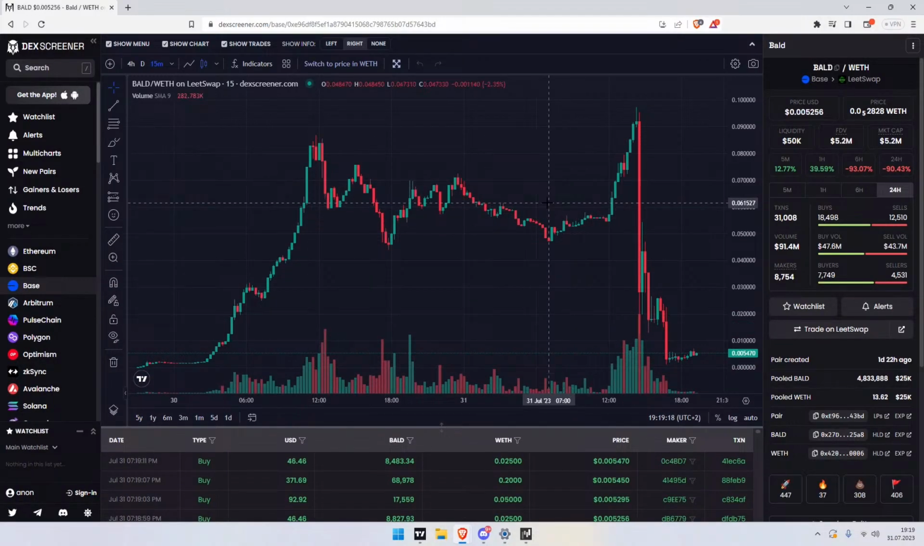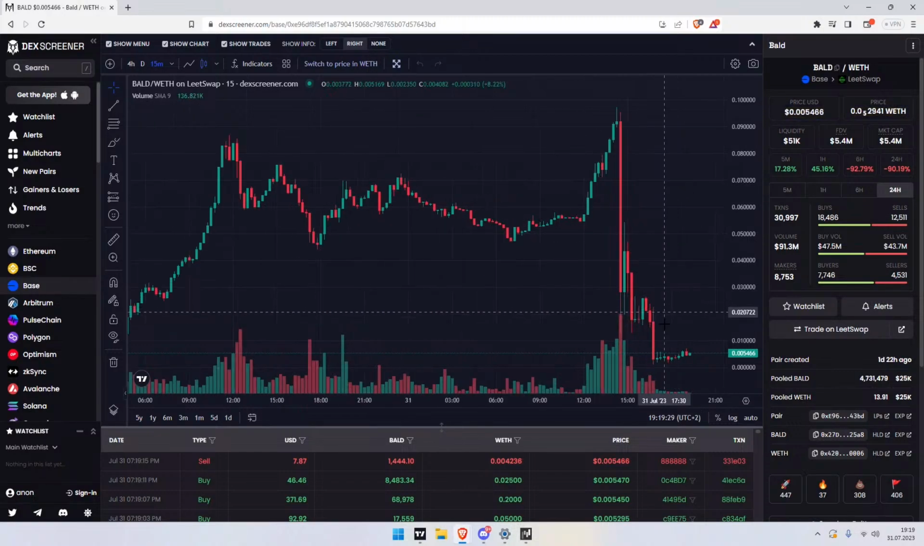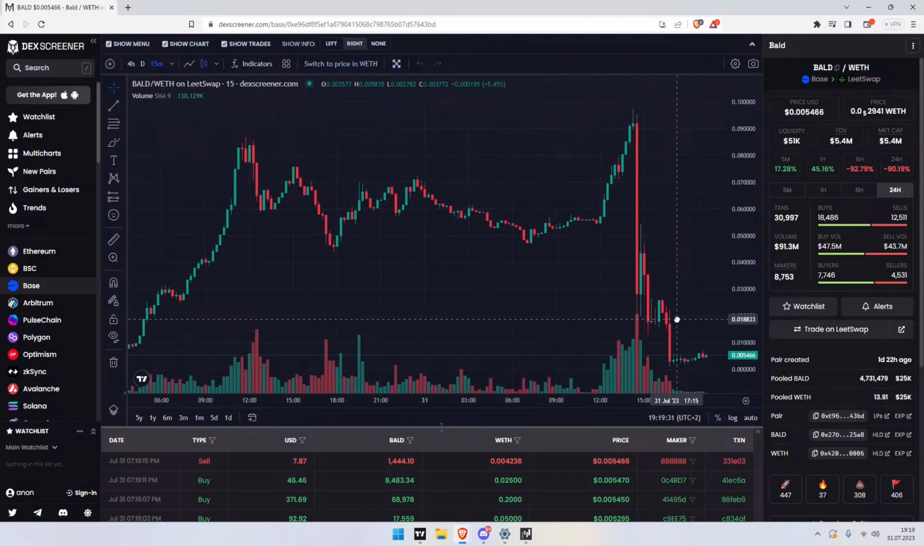Yeah, I first tweeted about it at the local top on the left side, like literally at the top, and then I tweeted at the bottom right after. So yeah, follow me for great inverse.